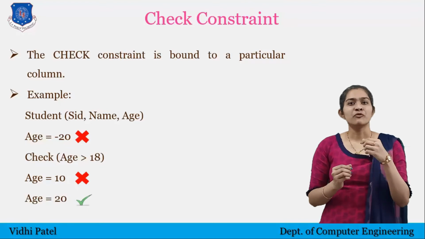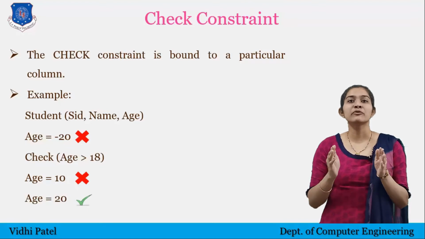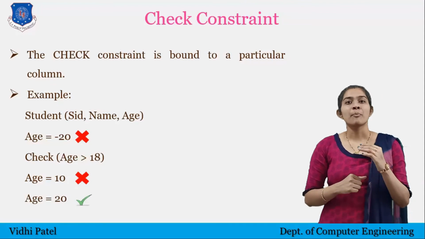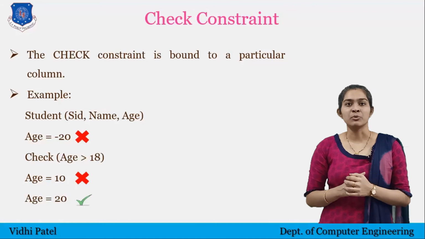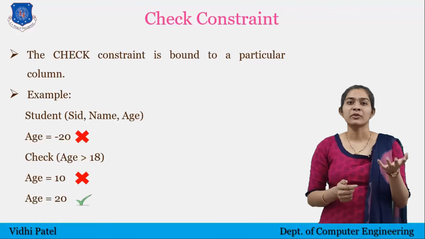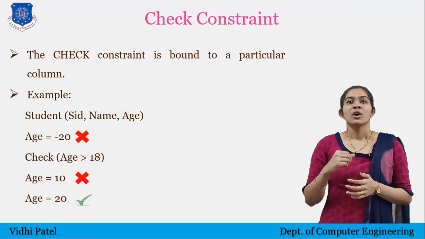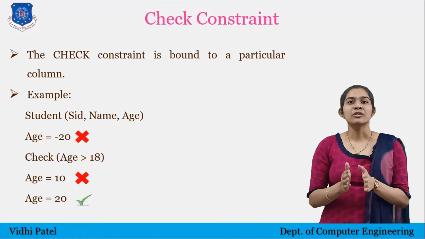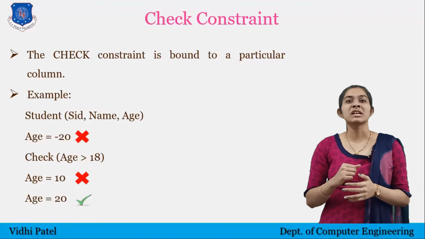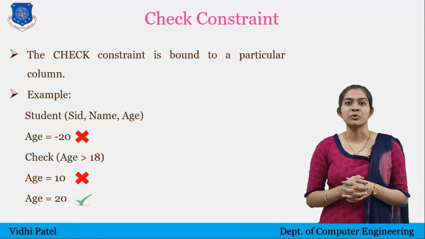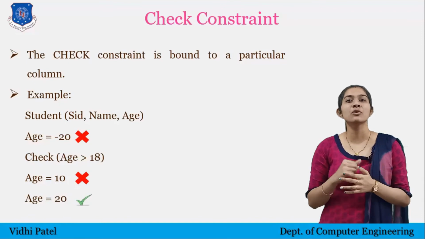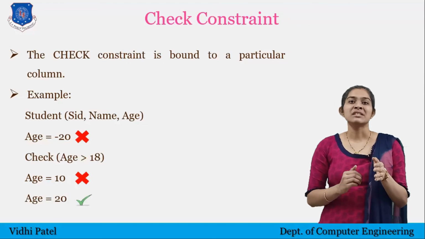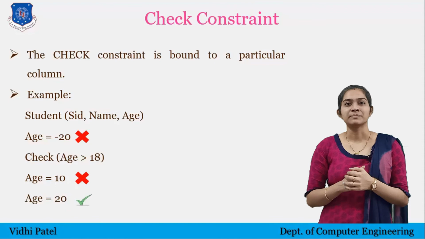Check also means that if we want to fix a particular domain for the attribute, suppose in the account relation, a check constraint is applied on the branch name attribute with domains Surat, Vadodara and Ahmedabad. We can check all these values using the IN operator. The IN operator is used to check multiple values for a single attribute. So the user cannot enter a value other than Surat, Vadodara and Ahmedabad for the attribute branch name in the account relation.